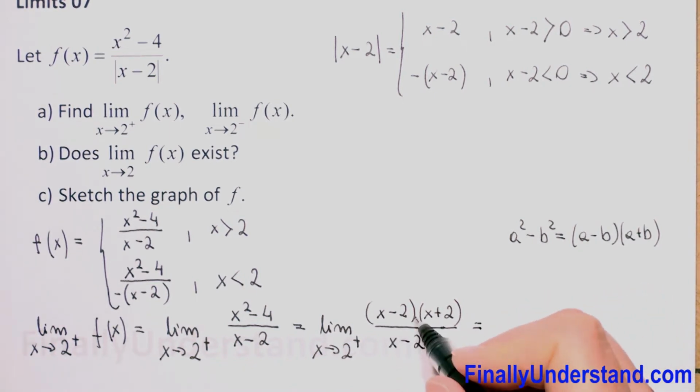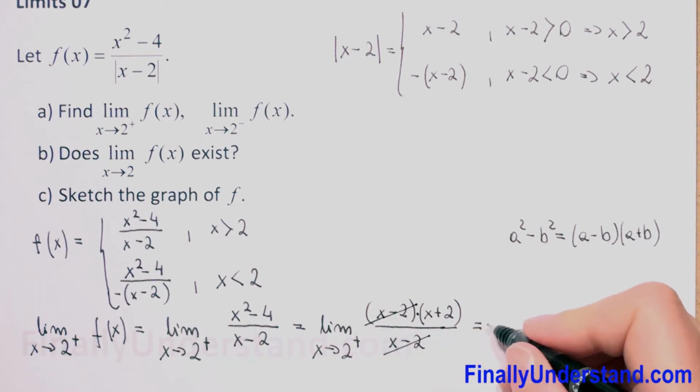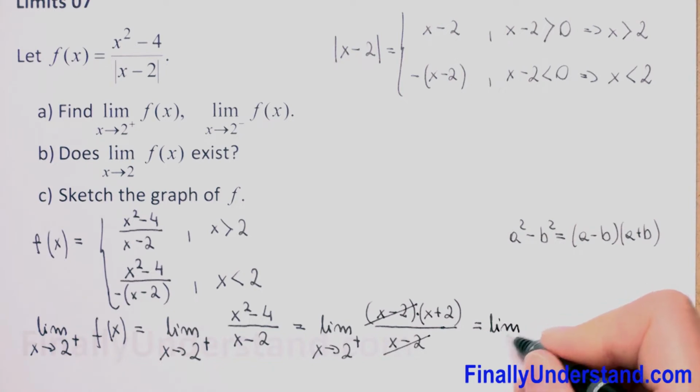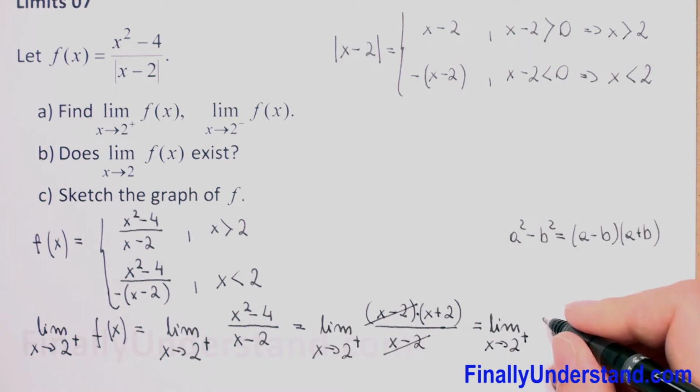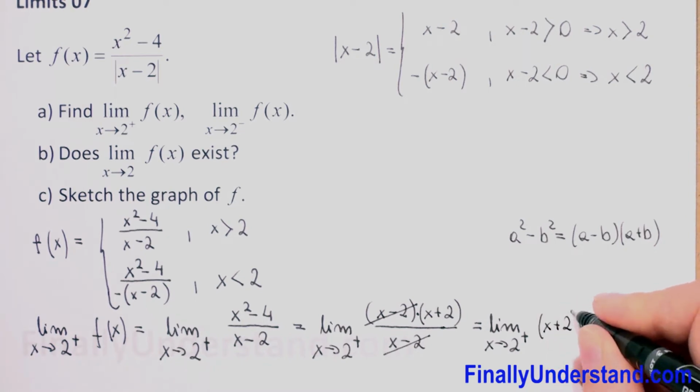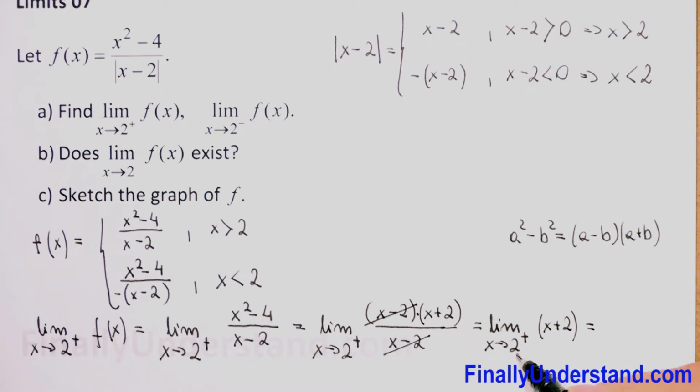Now we see that because we have multiplication in the numerator, I can reduce x minus 2. So we have the limit as x approaches 2 on the right of x plus 2. Now we can just put 2 for x because we have addition. So we have 2 plus 2 is equal to 4. This is our limit as x approaches 2 from the right of f of x.